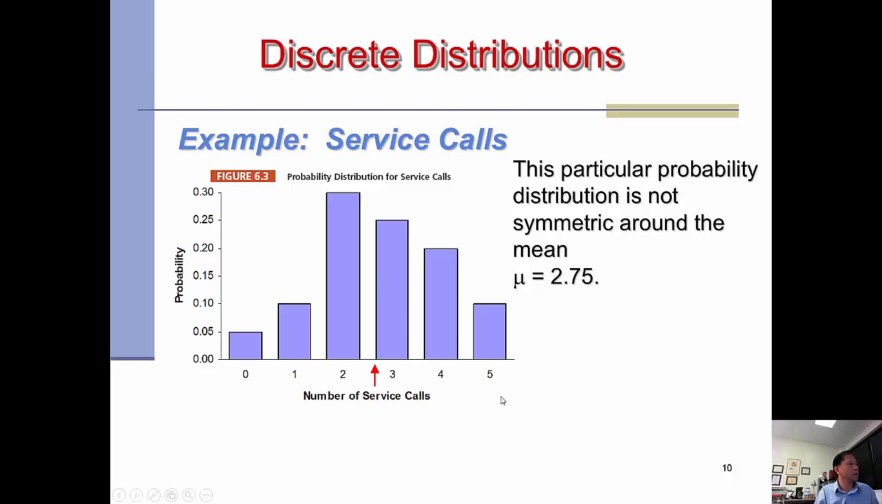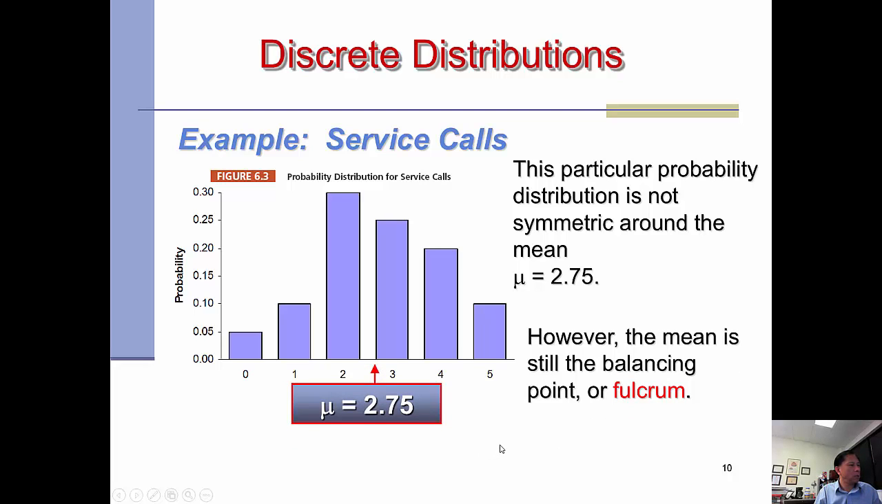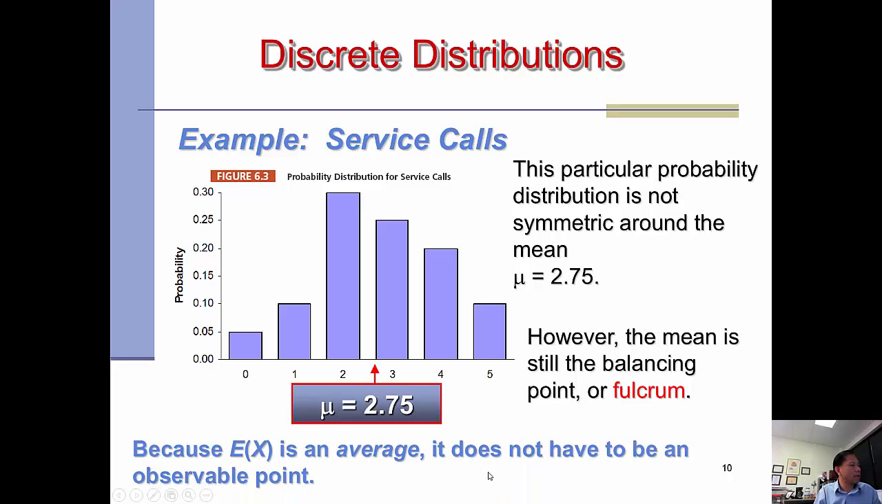Okay? So this 2.75, this particular probability distribution, is not symmetrical around the mean though. 2.75 right here. Okay? This is the distribution of different calls, and this is the 2.75 mean. We call this point the balancing point, or fulcrum point, where it's the mu, where it's the average, where it's the expected value. They're all the same thing. Okay? So because EX is an average, it does not have to be an observable point, because you cannot really have 2.75 calls.